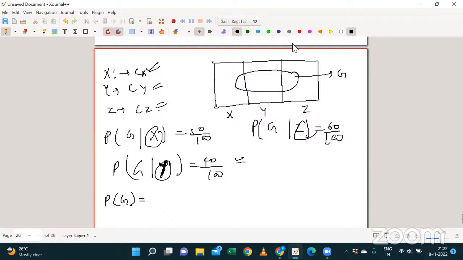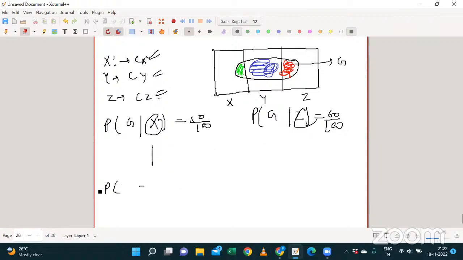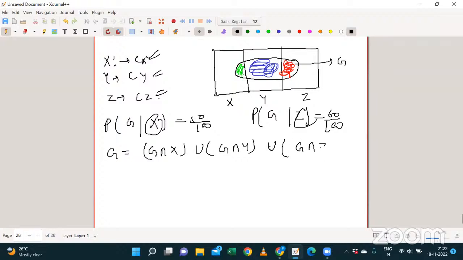Since this is in all these 3, I can say the union of the green region, the blue region and the red region will be the probability for being a girl, that is, either from X or from Y or from Z. Correct. So for being a girl, I can say she is from college X union girls from college Y union girls from college Z. Since these are disjoint events, probability of G is probability of G intersection X plus probability of G intersection Y plus probability of G intersection Z.